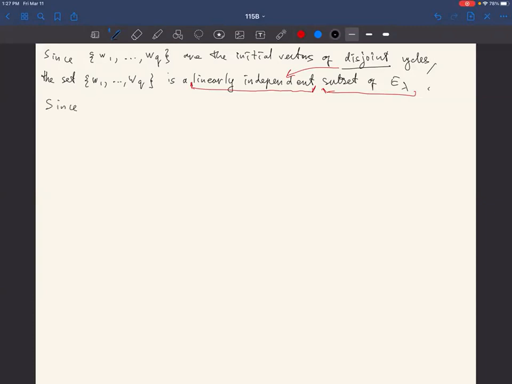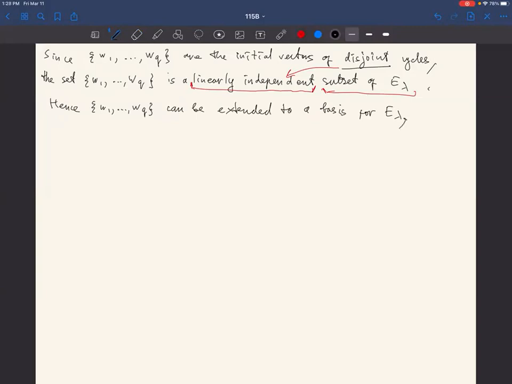Okay, so let me write it carefully. Since this set W1 through WQ is a linearly independent subset of E lambda, hence the set can be extended to a basis for E lambda. A priori the dimension of E lambda might be bigger than Q in this example, but we can also extend it to a basis.